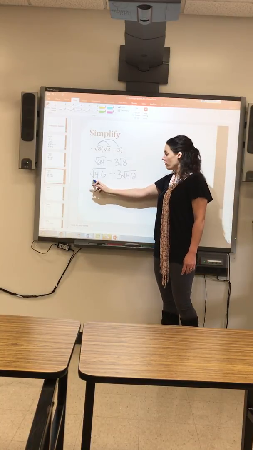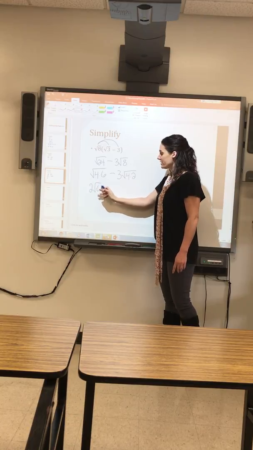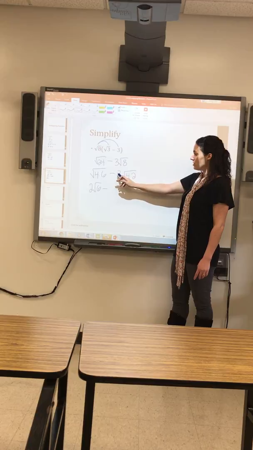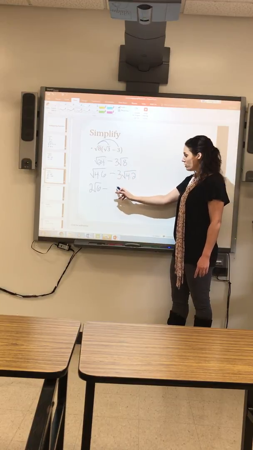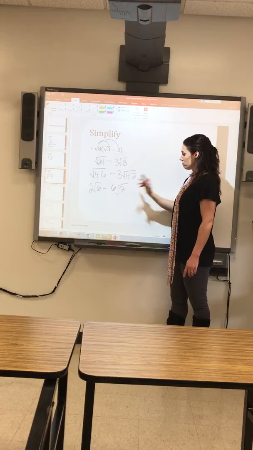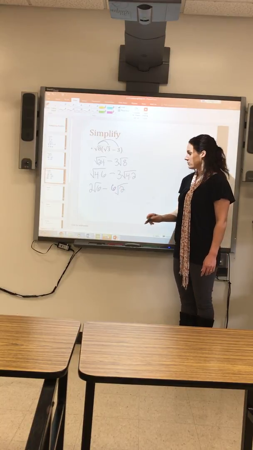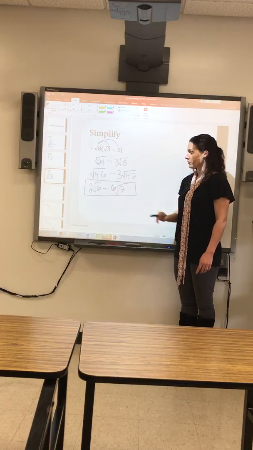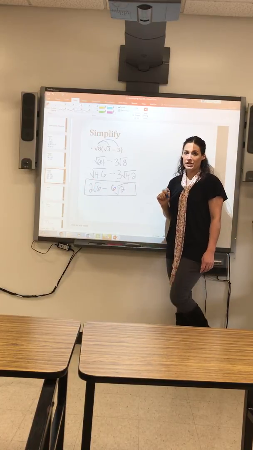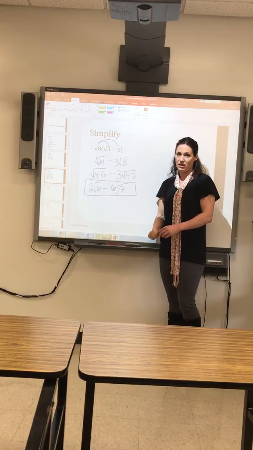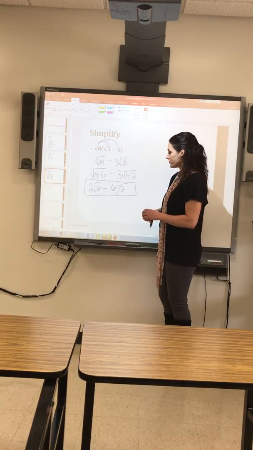Take out the square root of 4 and you would get 2 square root 6 minus square root of 4 is going to come out as a 2. So 3 times 2 would become 6 square root 2. And then that would be the answer. Always make sure that your square roots are completely simplified, that they contain no perfect square numbers.